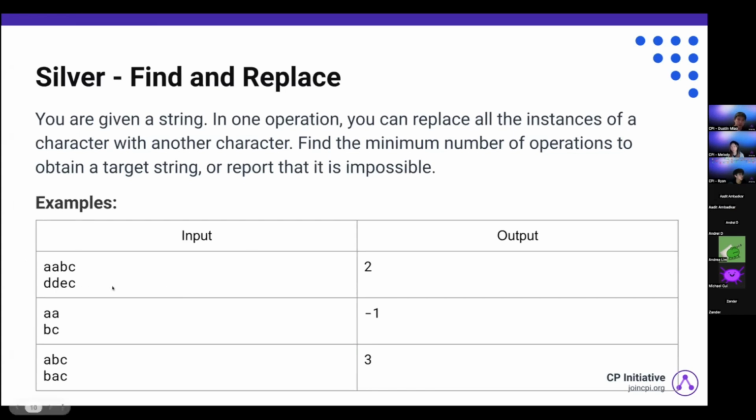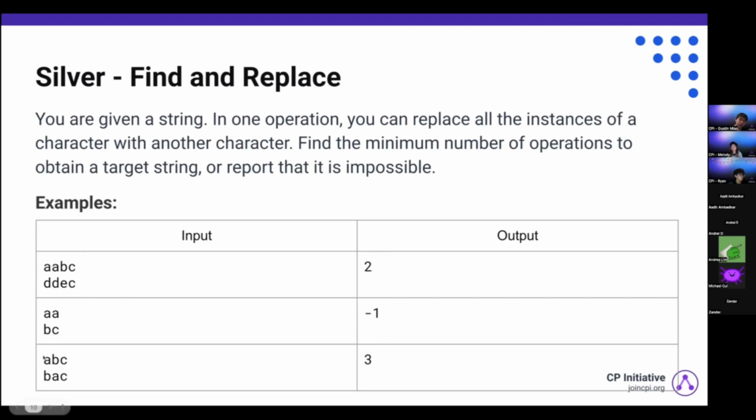In this first sample, we have the first string as AABC and the second string as DDEC. We can notice that in this case, we don't need to change the letter C. We can change all the letter A's into the letter D, and we change all the letter B's into the letter E, for a total of 2 operations.